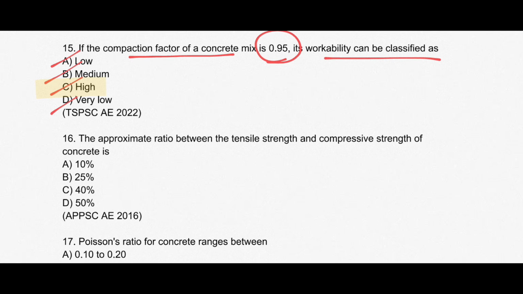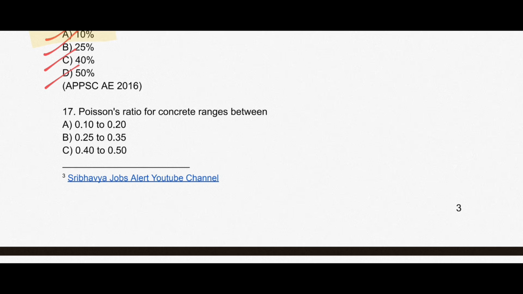16th question. The approximate ratio between the tensile strength and the compressive strength of concrete is option A 10%, option B 25%, option C 40%, option D is 50%. So the answer is option A, that is 10%. As we have discussed yesterday too, మనకి 10% of the strength అనేది వస్తుంది టెన్సైల్ స్ట్రెంత్ అని కంప్రెసివ్ స్ట్రెంత్ లో మోటార్లో డిస్కస్ చేసాం.